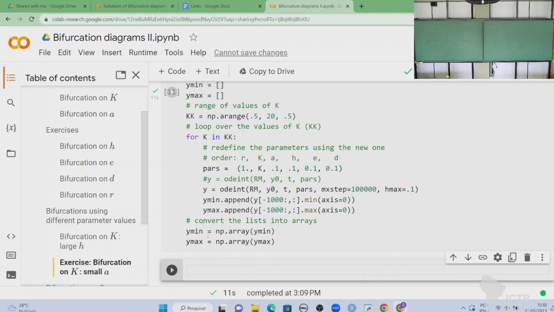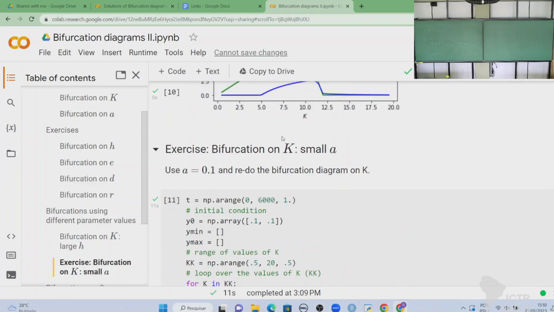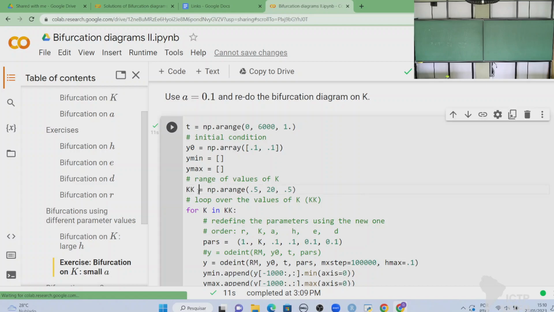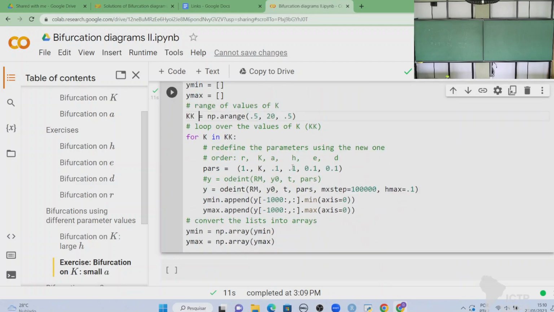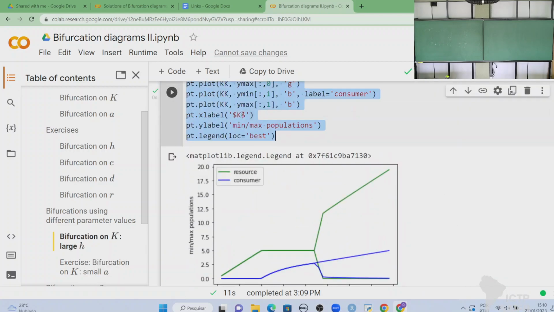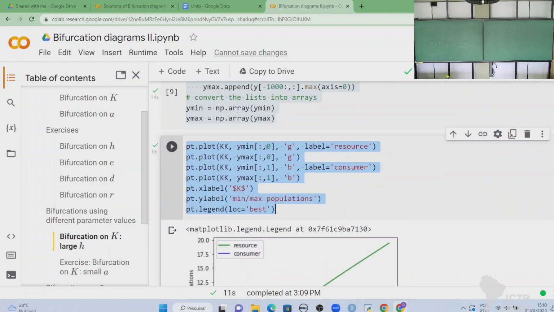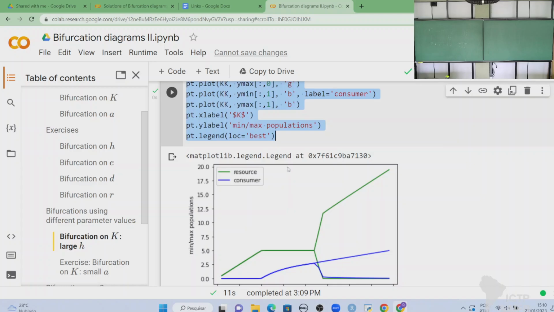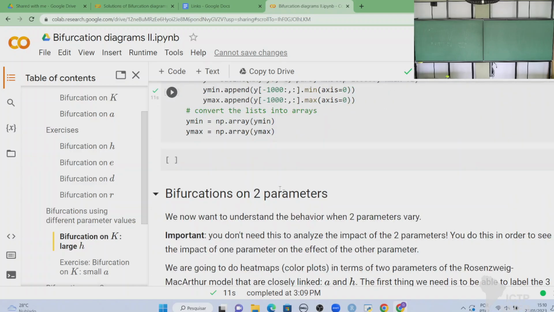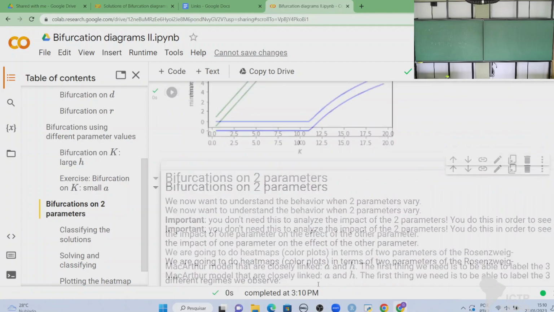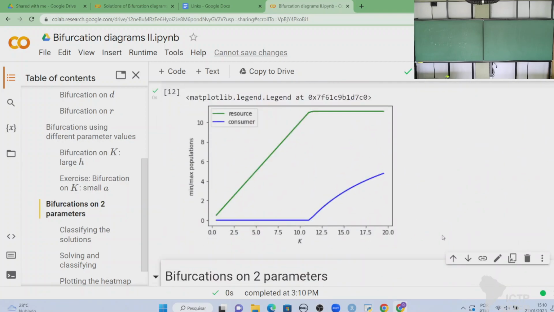So what do you do? You just take exactly the same code as before for the k over here, and you just change the a, from 1 to 0.1. And then you just run it again and plot again. Yeah, a over here, and the plot is here, okay? And this is the plot.